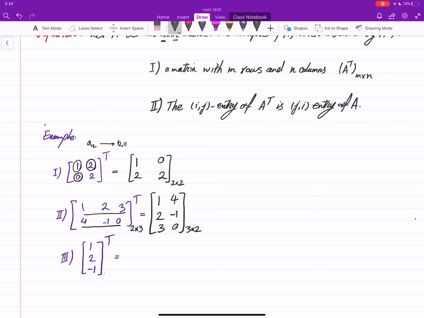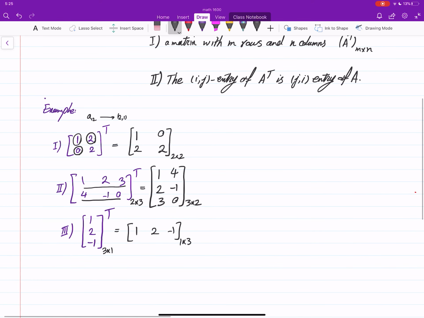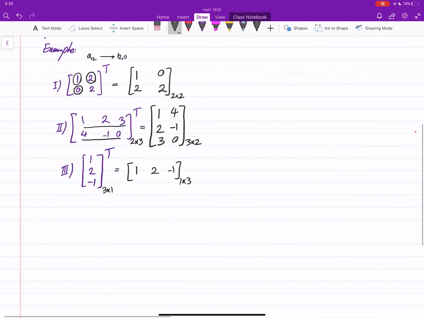How about this one? This is a 3 by 1 matrix. Now you transpose: the first column goes to the first row, and this is a 1 by 3 matrix. This operation is very easy to do, but it has very nice implications in matrix theory. Well, let's see the properties of this transpose.